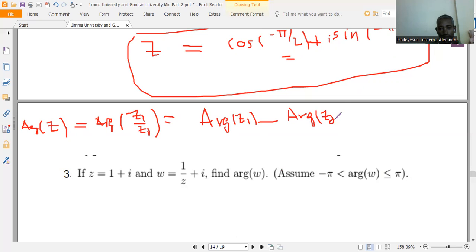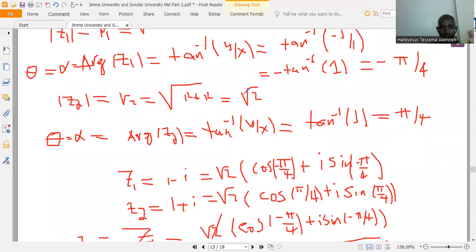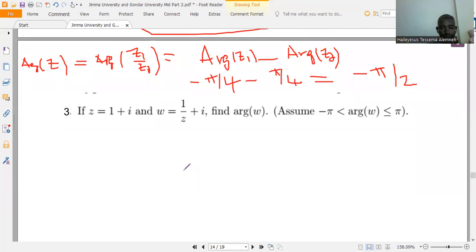Argument of z2 is... what is the argument of z1? Argument of z1 is minus pi over 4. Argument of z2 is pi over 4. So minus pi over 4 minus pi over 4, which is minus pi over 2. So this is the argument of the difference.